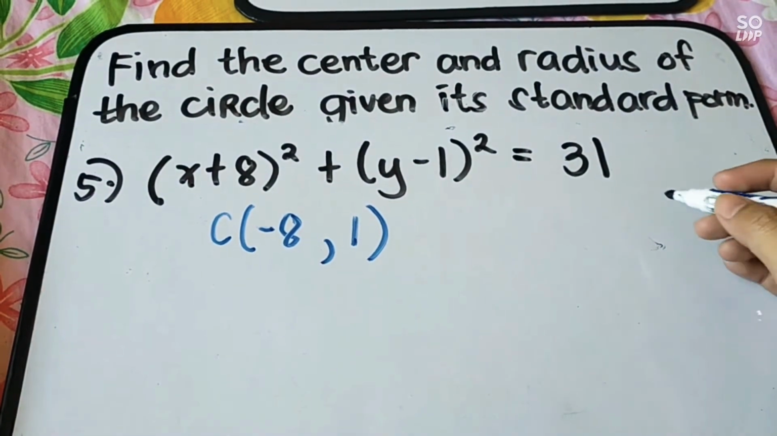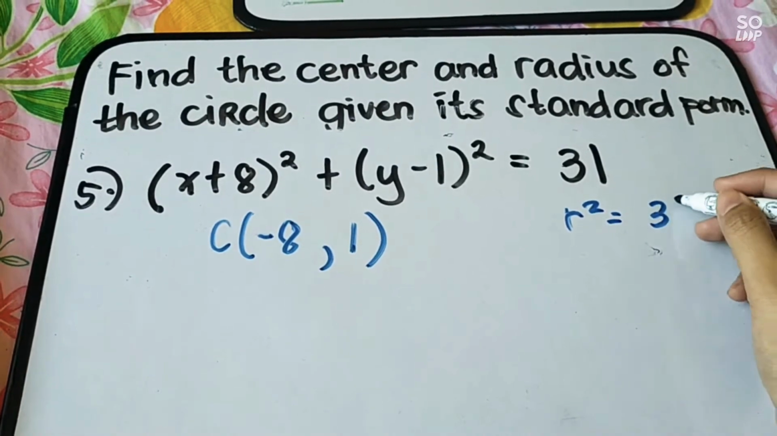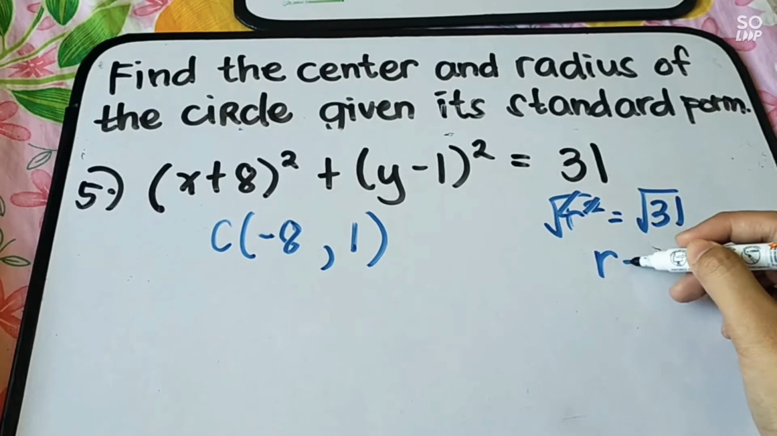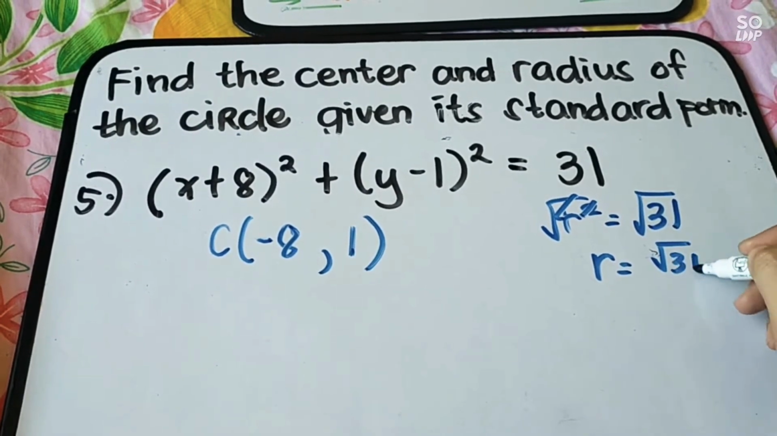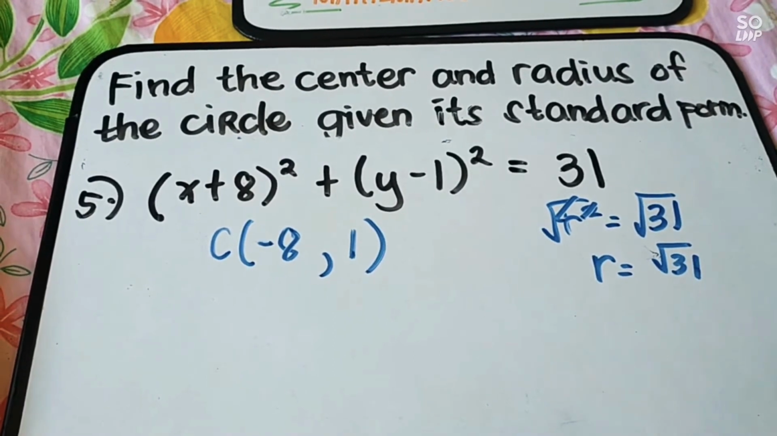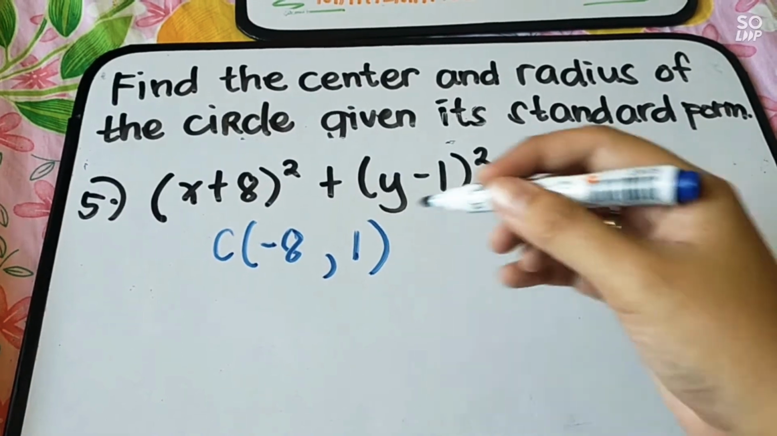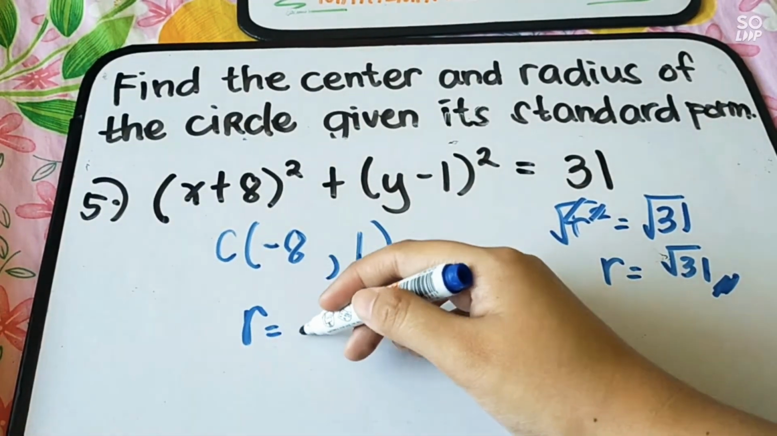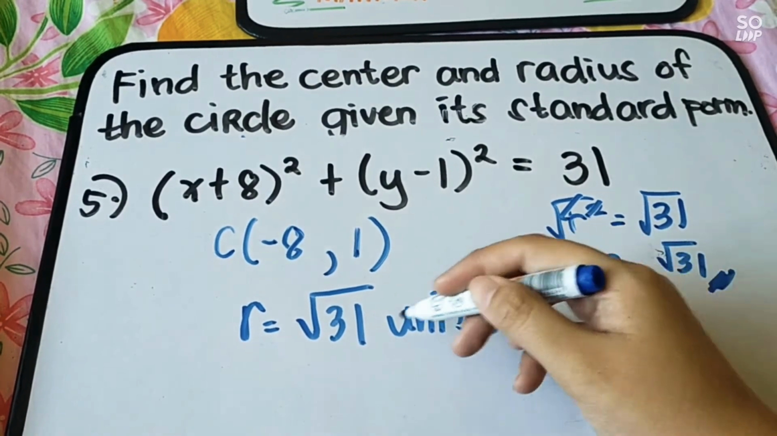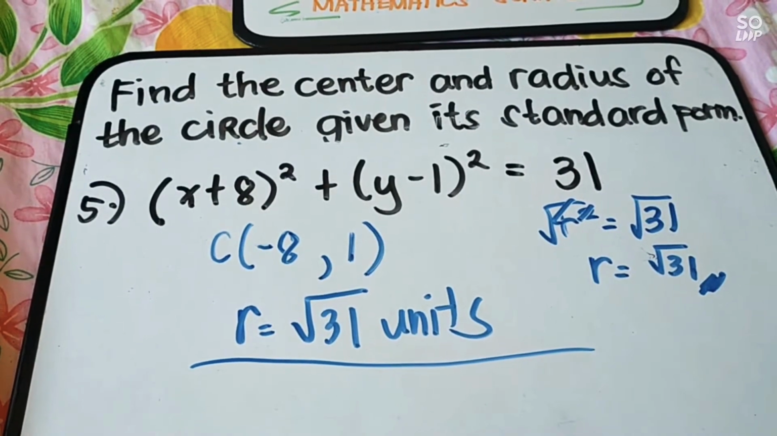Now, let's have your radius. So, this one is r squared is equal to 31. Square root both sides, square root, cancel, cancel. So, your r is the square root of 31. Does 31 have factors? None. So, if it has no more factors, no need to simplify. Therefore, your r is the square root of 31 units. So, that's the answer. Let's have another example.